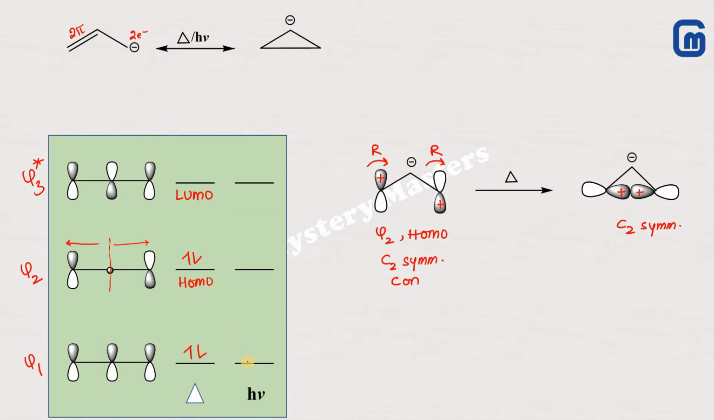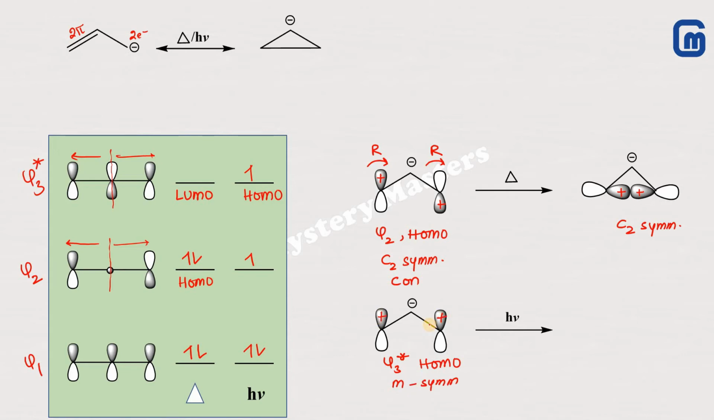So in the hν condition, one of the electrons from the highest filled orbital, that is your psi2 here, will get excited and reach psi3 star, so that our psi3 star will become the HOMO in this case. So you will see that the HOMO, that is psi3 star, will be undergoing cyclization. And if you see the symmetry, if I cut the molecule from between, on my right hand side and on my left hand side the same type of arrangement is present. That's why there is mirror symmetry.